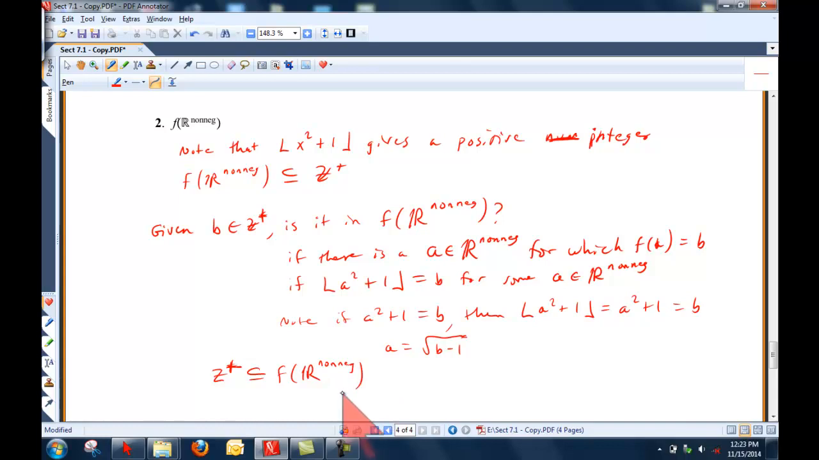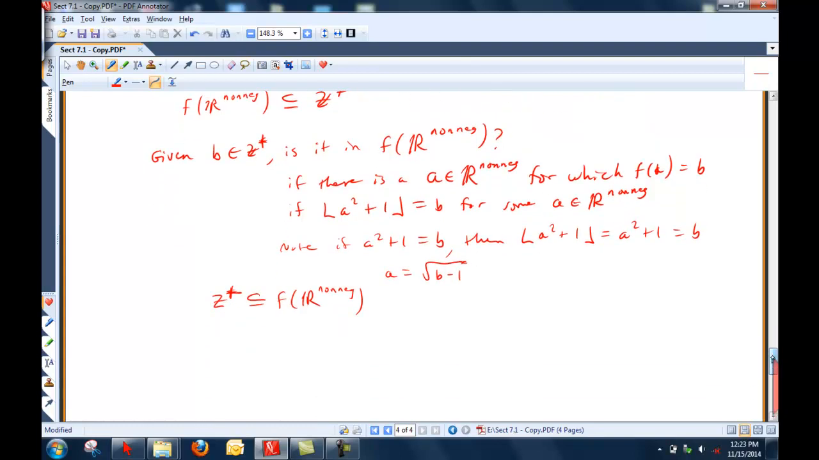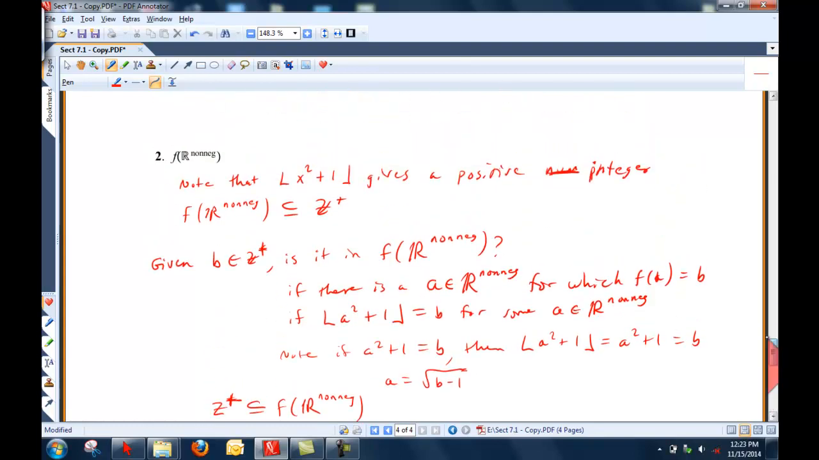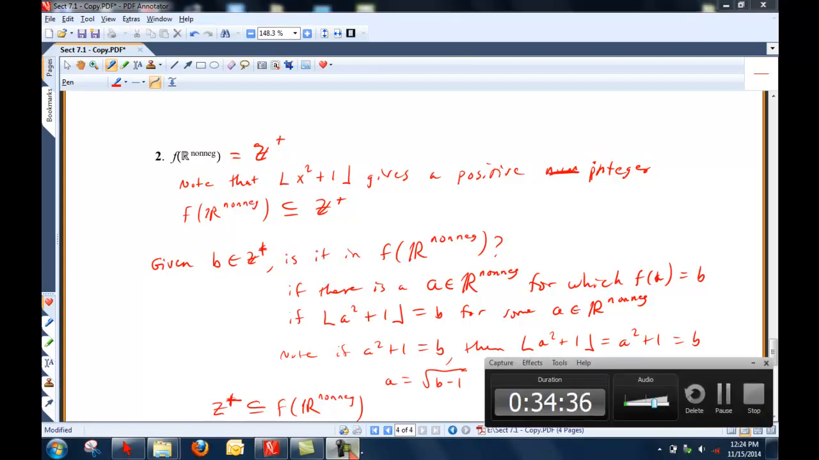And so if I have containment this way and containment this way, I have equality. Let's write it up here. The range of this function is the set of positive integers. And we'll stop there. Thanks.